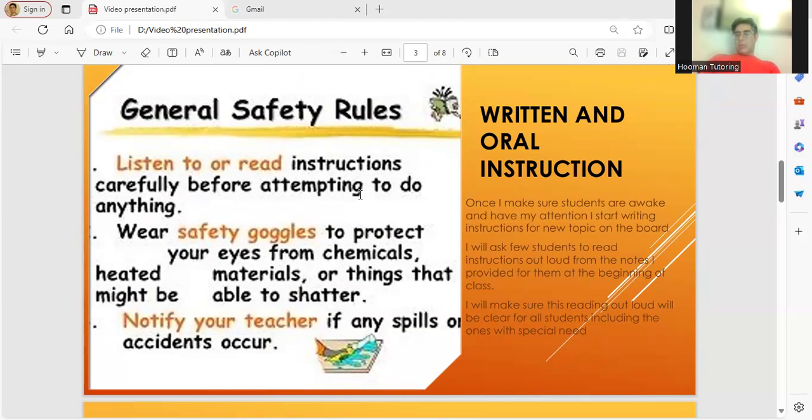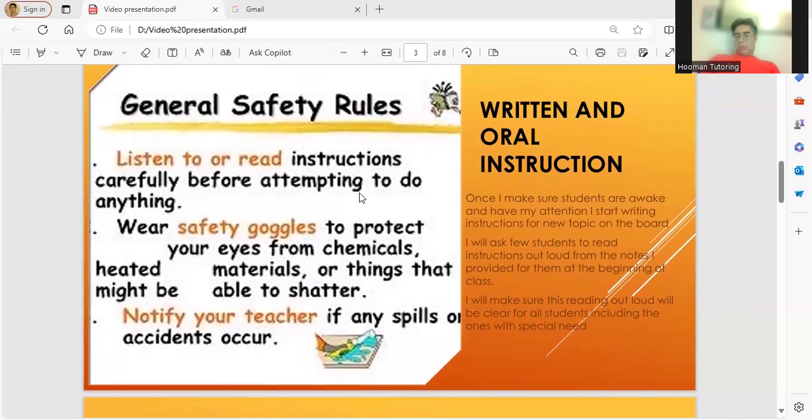Then I will ask a few students to read the instructions out loud from the notes provided at the beginning of the class. Once they read them out loud, this helps them to memorize the concepts better.